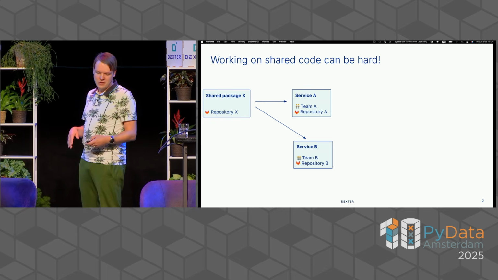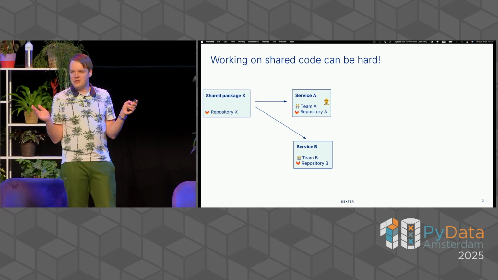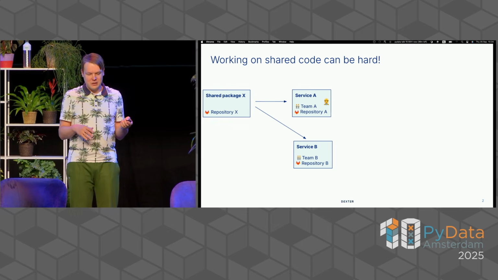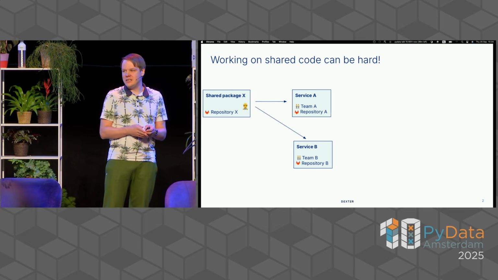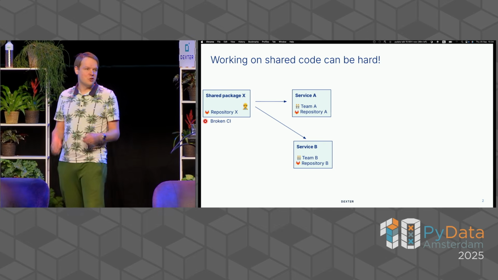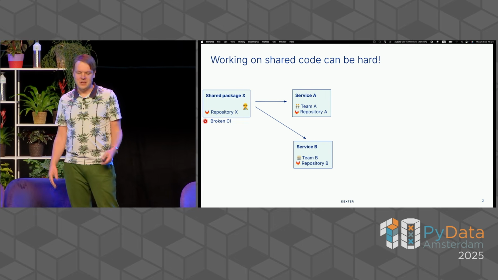You are a developer, so there she is. And she wants to make a little change in the shared package that we have here. Well, all good, let's go there, let's move to the package, check out the repo, and let's try to make our change. Well, too bad, this package has not been touched in a while, so CI is broken. So first we have to fix that.